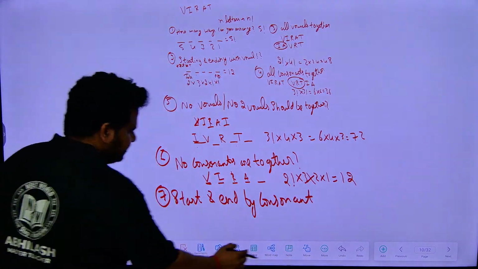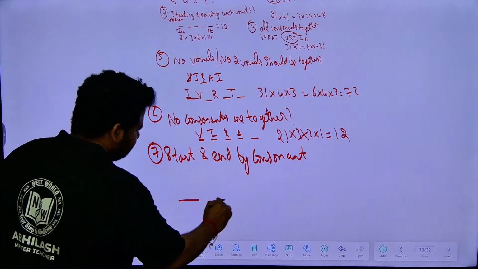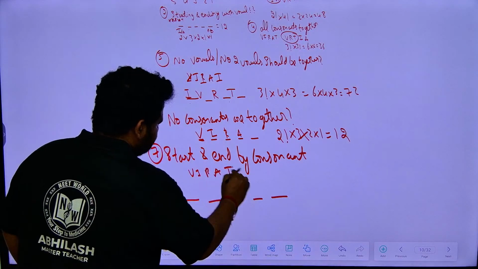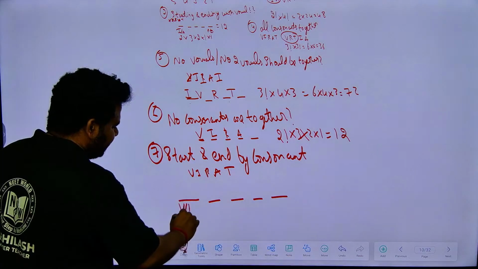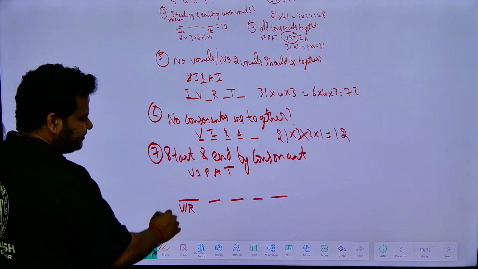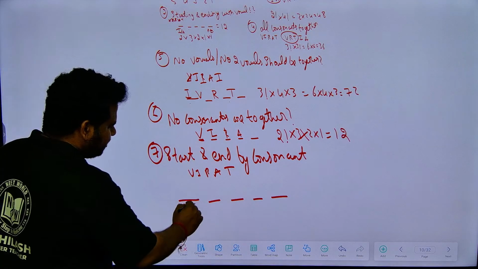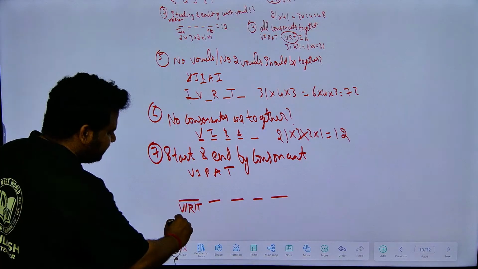So Virat, see here, observe carefully. All of you please focus. There are 3 places. Virat is there. Now start and end by consonant. This can be VRR. If this is VRR, how many ways can I arrange? R I can also write as T. VRR can come in how many ways? 3 factorial ways.